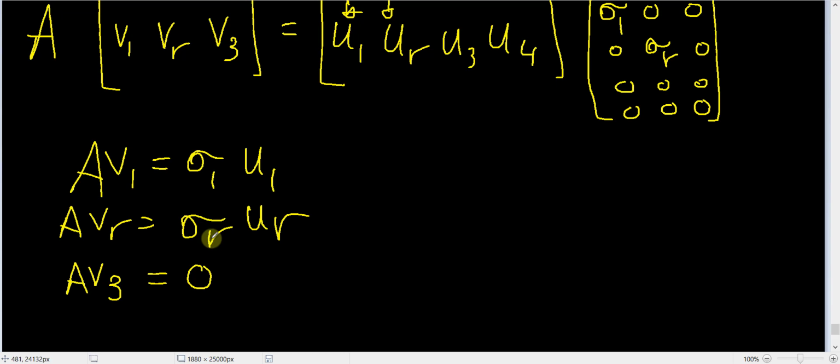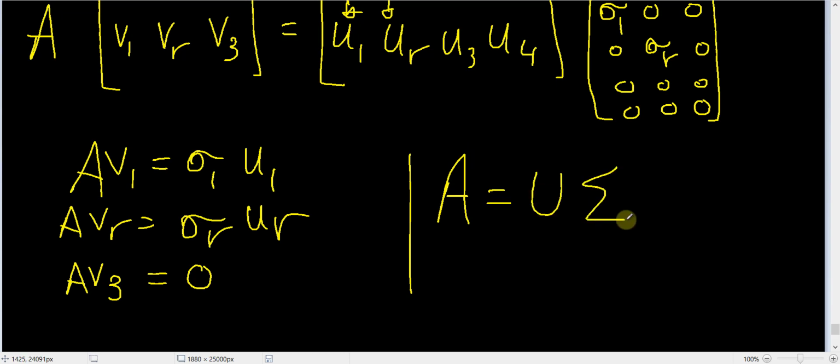So in general, for any matrix, singular or not, square or not, we can always have A equal to U sigma V transpose, where this is an orthogonal square matrix, this is an orthogonal square matrix, and this is a diagonal matrix or a nearly diagonal matrix that has the same shape as the original matrix A. In the next video, we will finally talk about how to calculate those matrices, how to get the matrix U, the matrix sigma, and the matrix V.